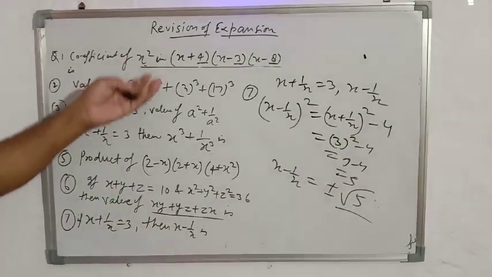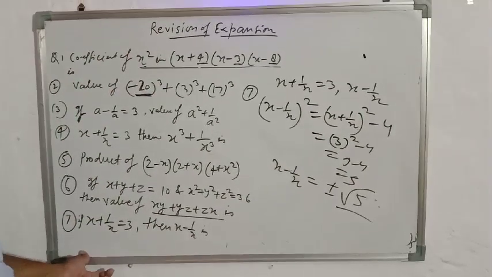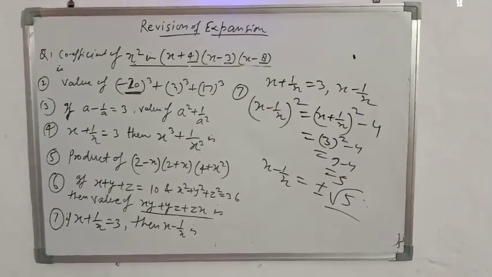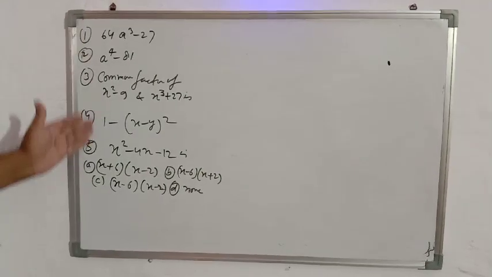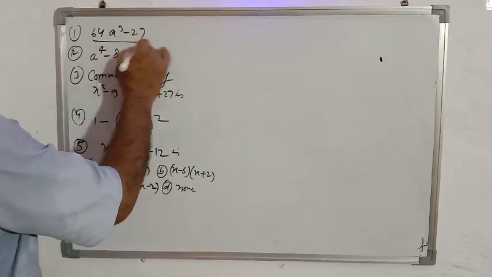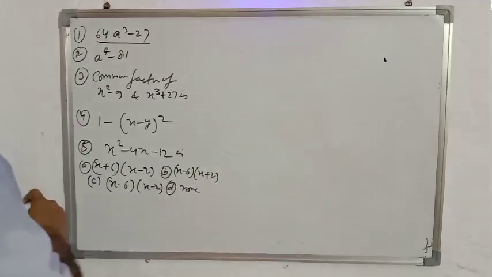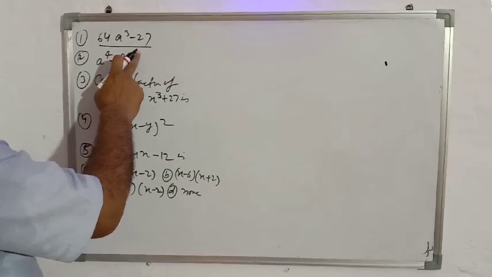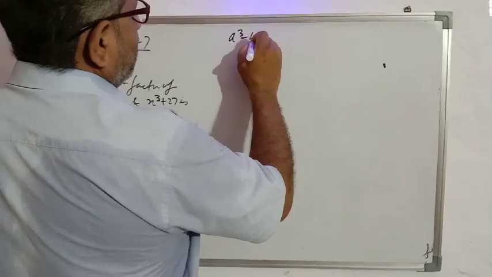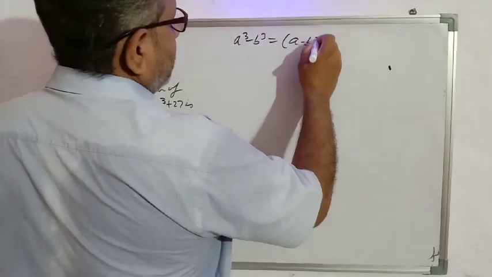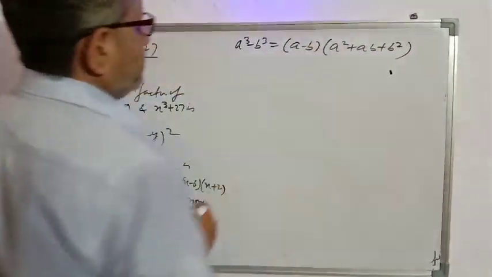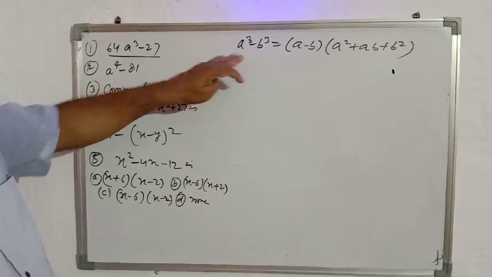So I have taken a few questions from the expansion. Now I am going to take some questions from the chapter factorization. See the first question, we have to factorize 64a cube minus 27. How will we factorize it? We will use the identity a cube minus b cube. We know that a cube minus b cube is, in one bracket a minus b, in other bracket a square plus ab plus b square. So we will use this to factorize it.